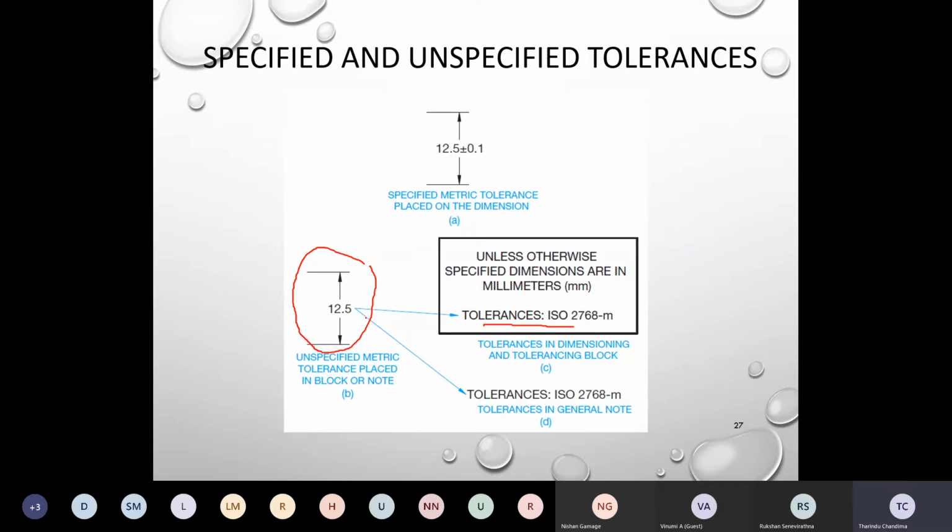Let's say your dimension has a specific tolerance. Then you have to specify that in the dimension itself if it is deviating from the standard tolerance value, like this. So any questions on this?